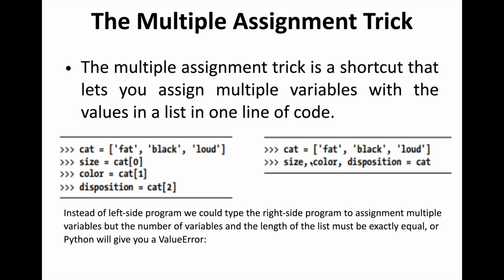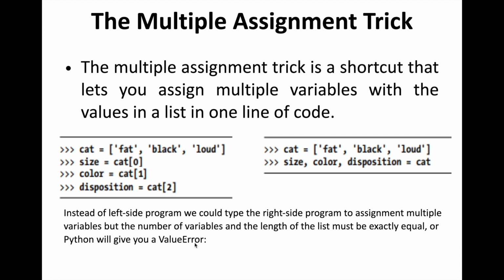I created multiple variables like size, color, disposition, and I assign the value cat to those multiple variables, that is size, color, disposition, in a single line. So this is nothing but a multiple assignment trick. But there is one more thing here.